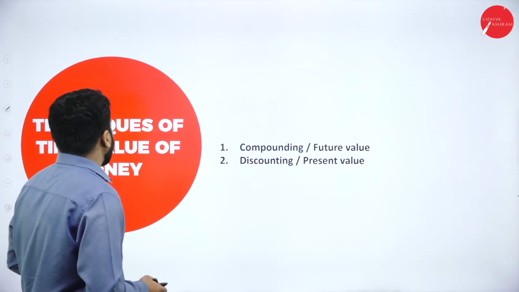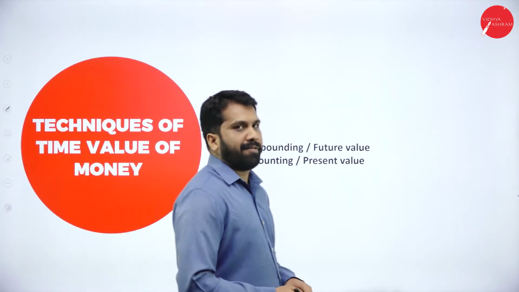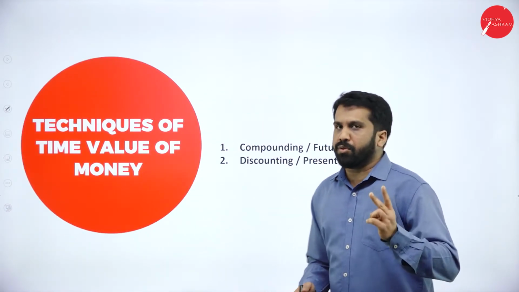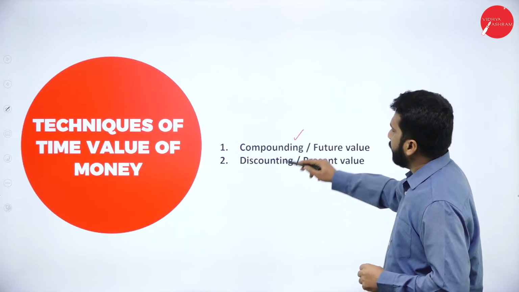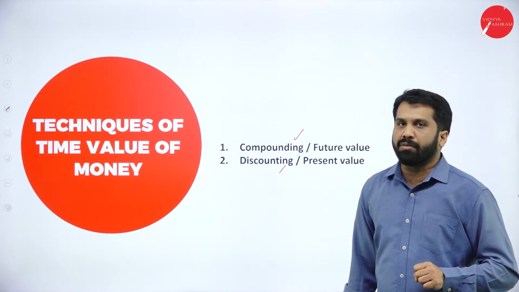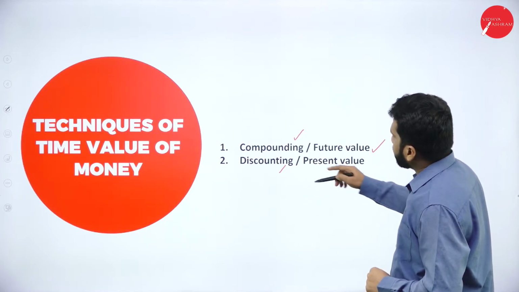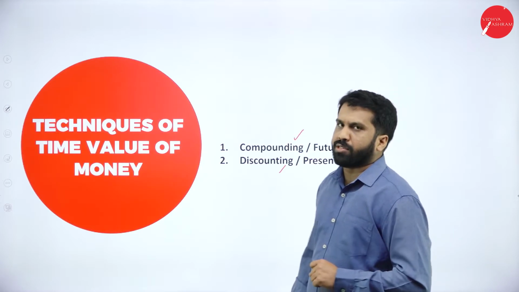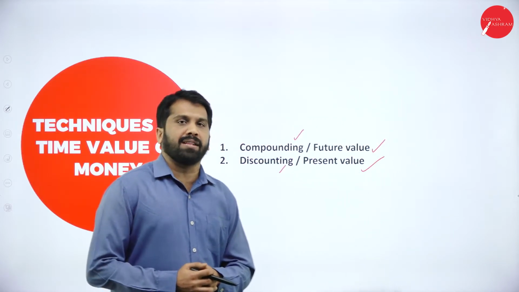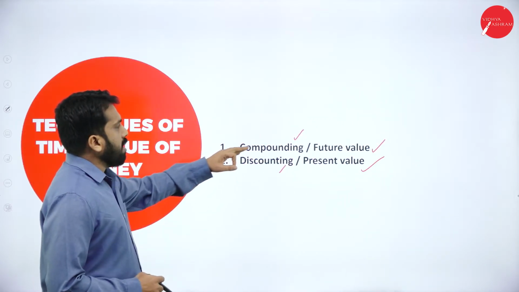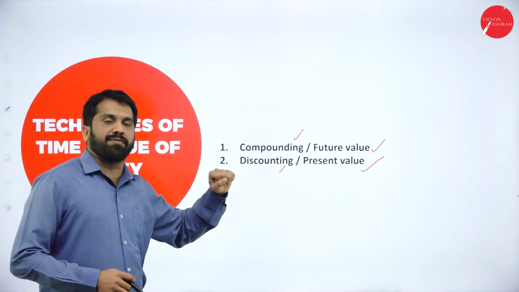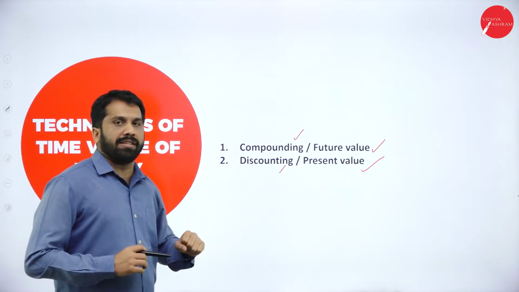And the next part we call techniques of time value of money. There are 2 major techniques. One will be compounding, another one will be discounting. What is compounding? We also call it future value. What is discounting? We also call it present value. Now, under compounding or future value, what does future value mean? I'll give you an example.